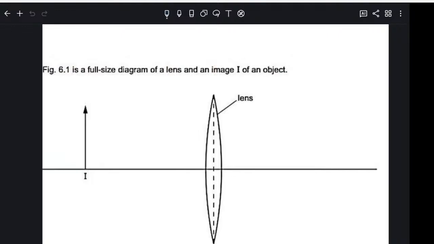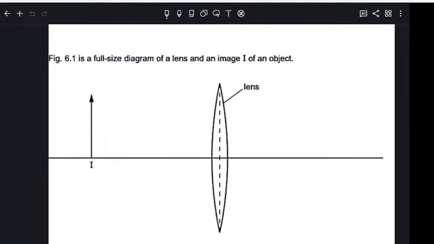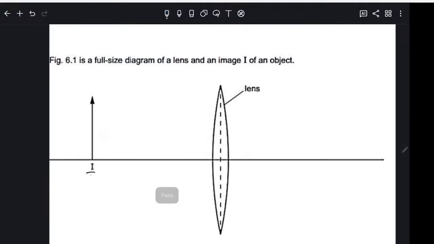They're showing us an image, right? And they're asking you to find where the object is. Here is the image. It's a full size. Look where the image is. This image, do you expect it to be real or virtual? Look, which side is it on? Is it not on the same side as the object, class?